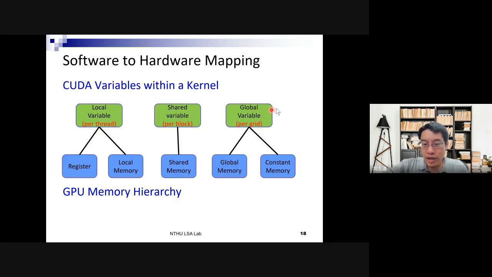And finally, the global variable, meaning the variable that you want to be seen from the whole grid or from all the threads of your kernel. Then you have to store it on global memory or the constant memory. If it's read-only, we suggest you store it on constant memory. If you have to modify it, then you have to store it on global memory. So that's how your variables map to the GPU memory hierarchy.